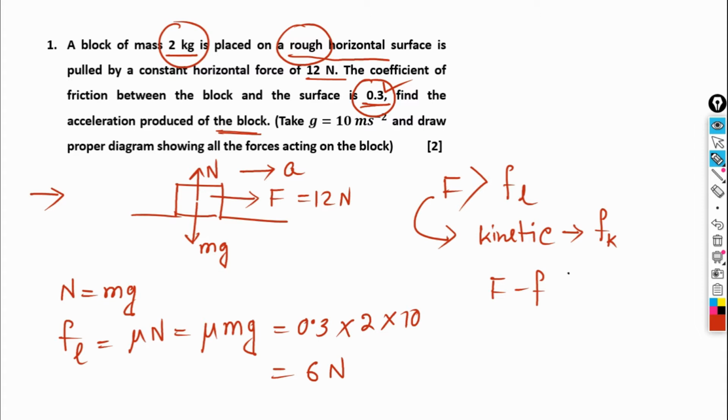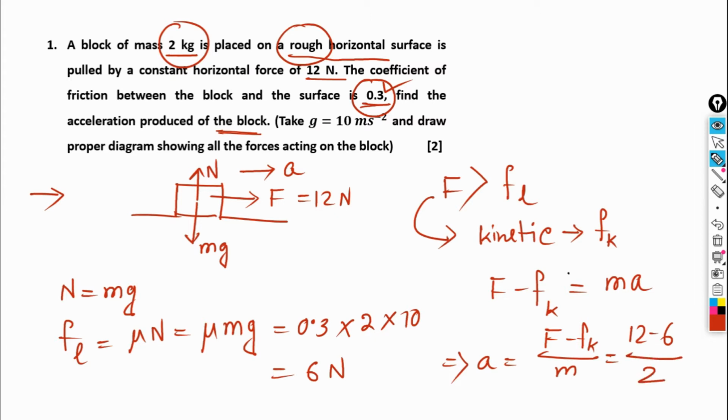As I have told, we can take FL equal to Fk in this case, equal to mass into acceleration. So what will be the acceleration? Acceleration will be F minus Fk by m. Now F is applied force 12, Fk is FL here, so 6, and m is 2. So you will get 12 minus 6 by 2, so acceleration is 6 by 2, that means 3 meter per second square.